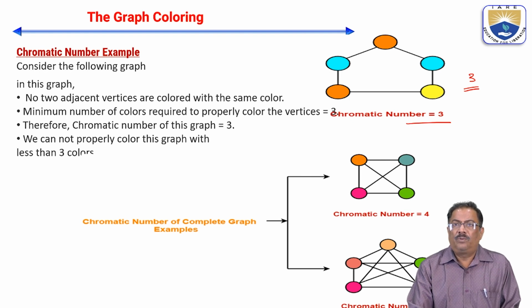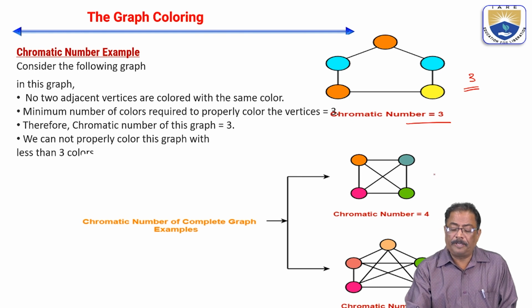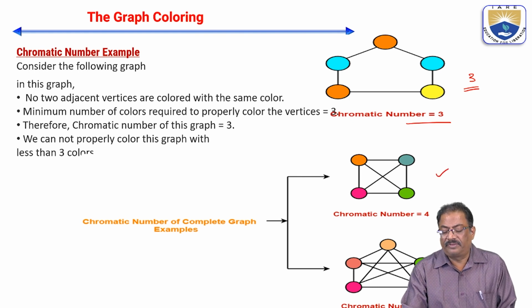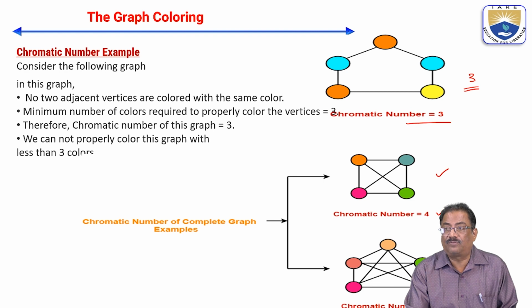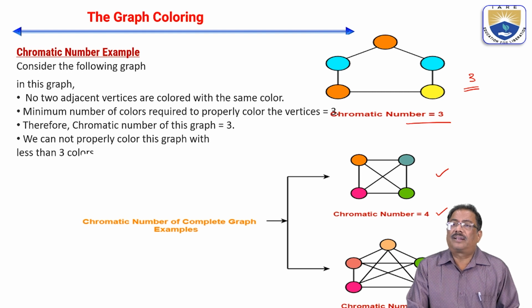See here, we are going to consider some of the complete graphs. So this is a complete graph with 4 vertices. Complete graph with 4 vertices, the chromatic number is 4. Complete graph with 5 vertices, the chromatic number is 5. So in general, complete graph with n number of vertices, the chromatic number is n.